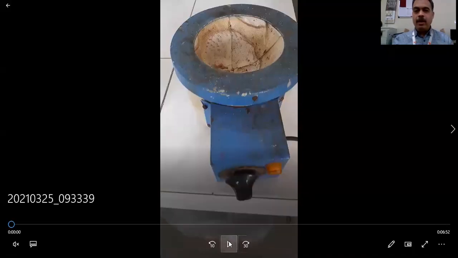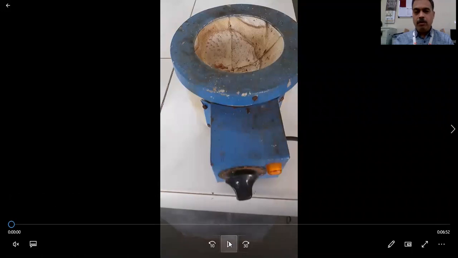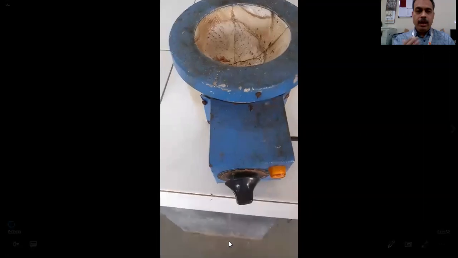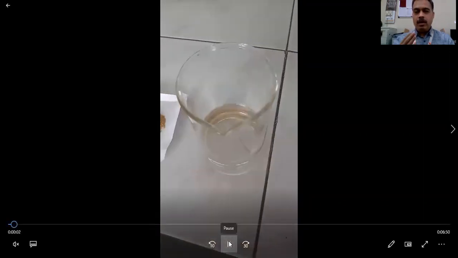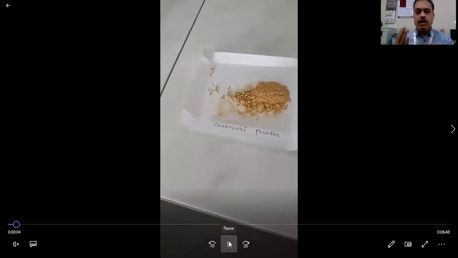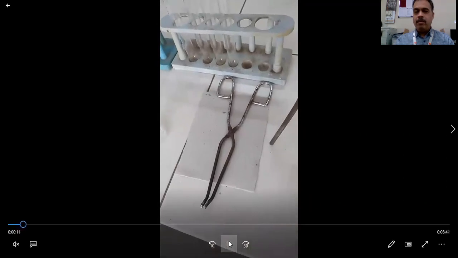The aim of today's practical is to determine the foaming index of the given crude drug, and the drug which we are going to use is Shatavari powder. We need a heating mantle, a beaker containing 100 ml water, Shatavari powder, filtering assembly, tong, measuring cylinder, volumetric flask, and these test tubes having the numbers 1, 2, 3, 4, 5, 6.